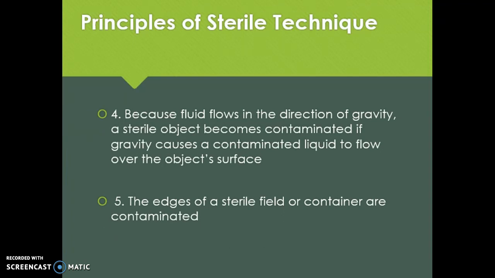And then, number 4, because fluid flows in the direction of gravity, a sterile object becomes contaminated if gravity causes a contaminated liquid to flow over the object's surface. So, let me give you an example. You prep a saline syringe to do a sterile wash, and you have it on your field, and the sterile syringe leaks. That would be an example of that.